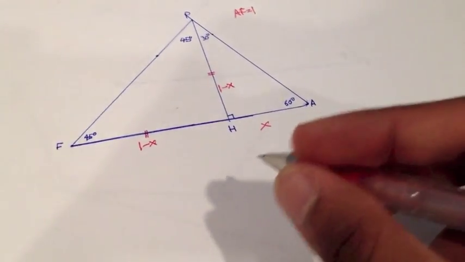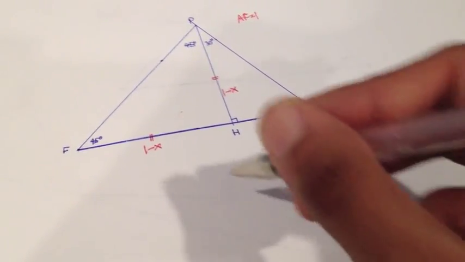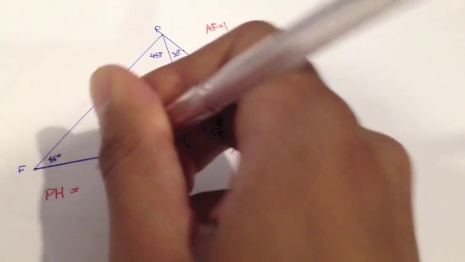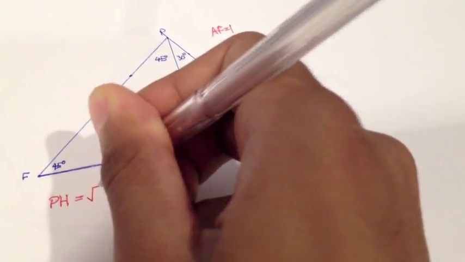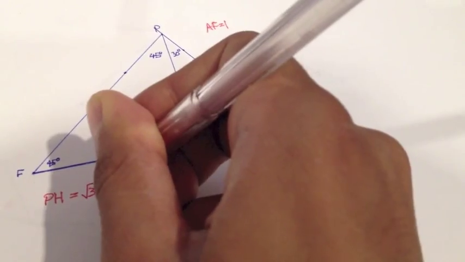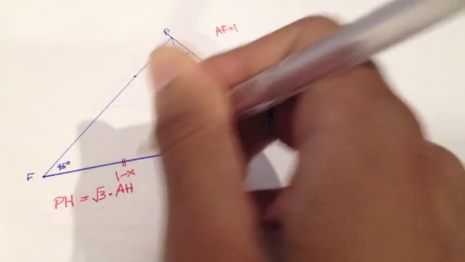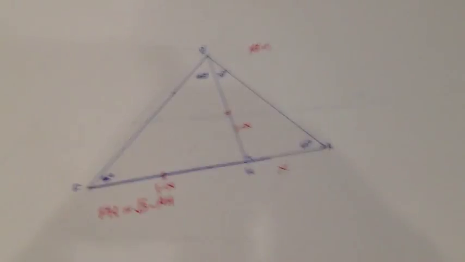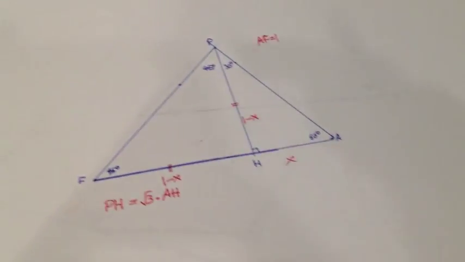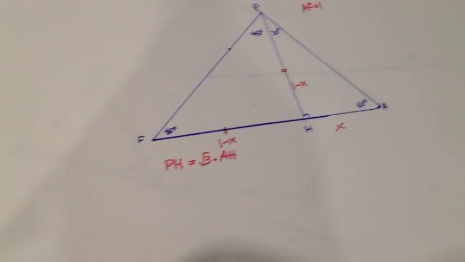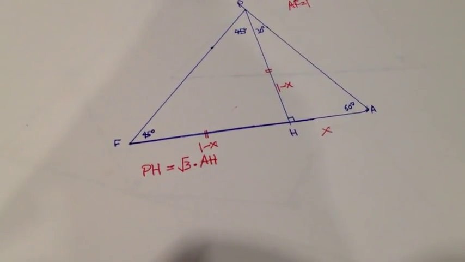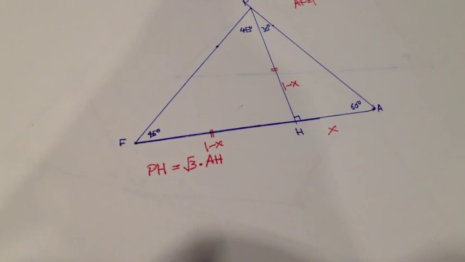So let's actually write that out. We know that PH equals root 3 times AH. So we can actually substitute some of the values, and I'll show you that math when I get back.